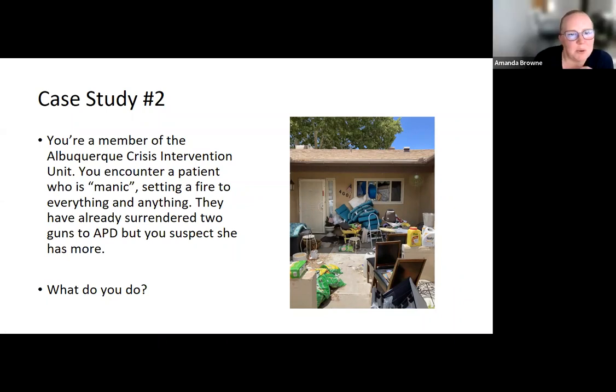Sure. So you're a member of the Albuquerque Crisis Intervention Unit. You encounter a patient who is manic, setting a fire to everything and anything. They have already surrendered 2 guns to APD, but you suspect she has more. What do you do?